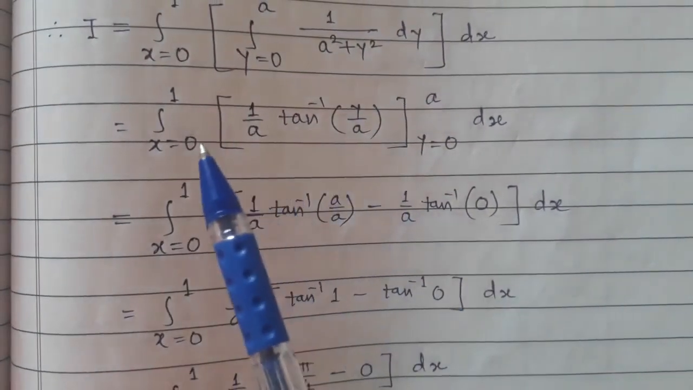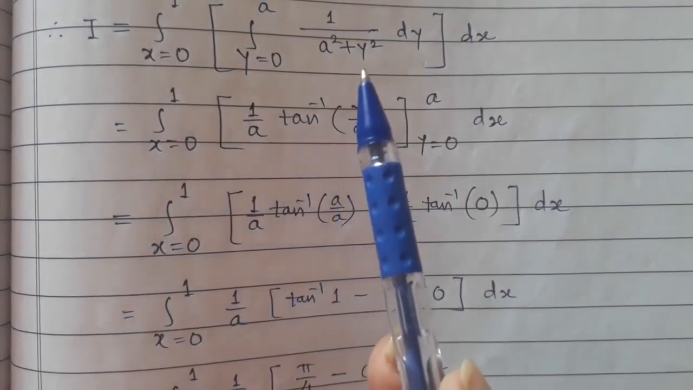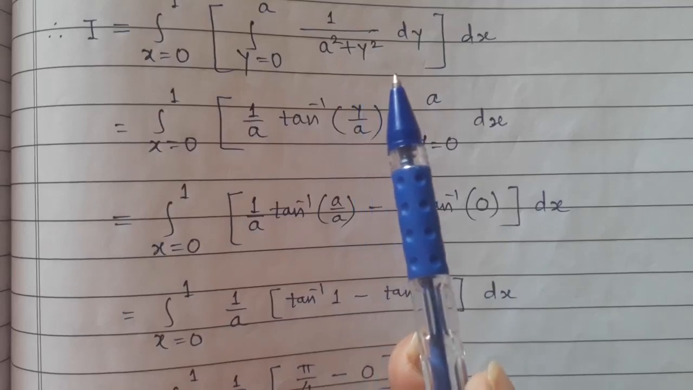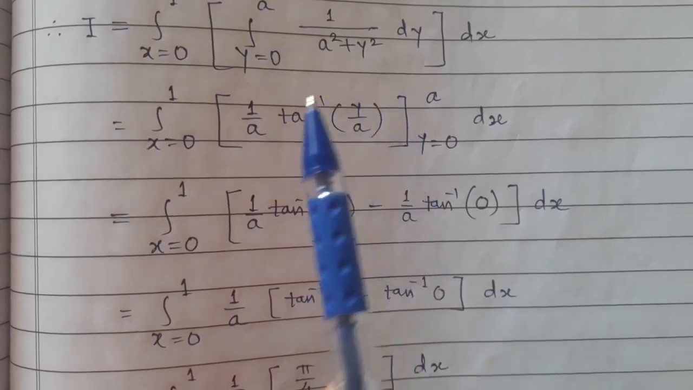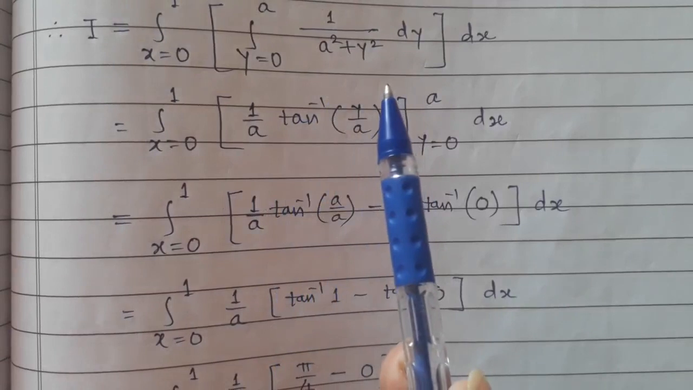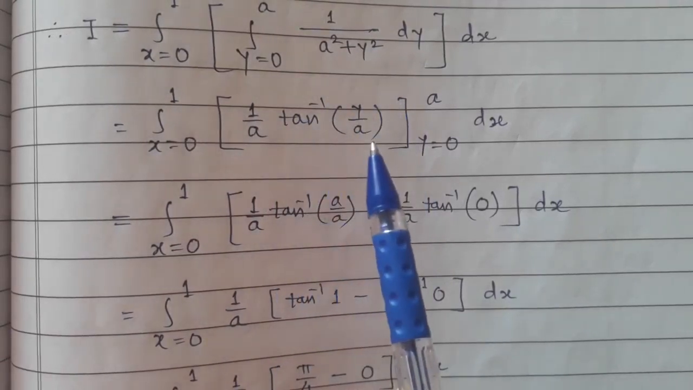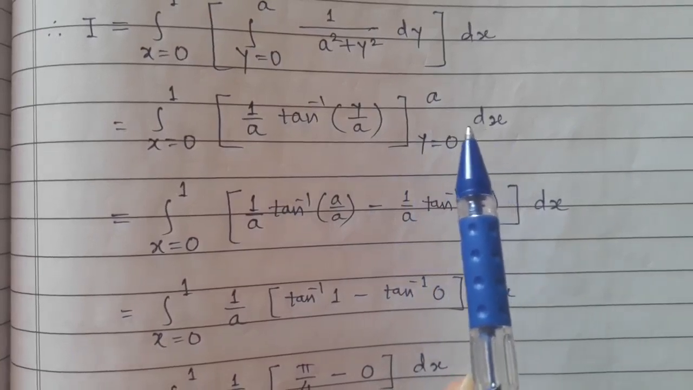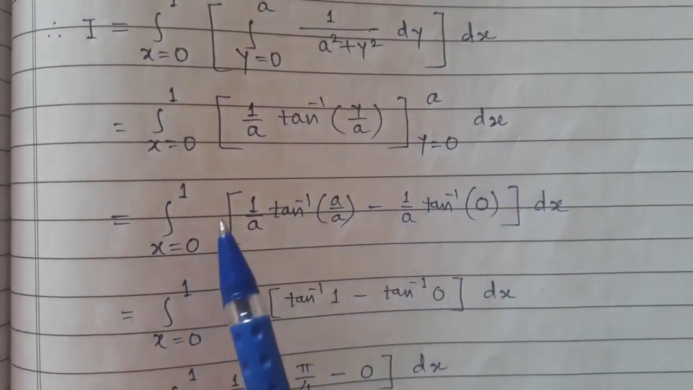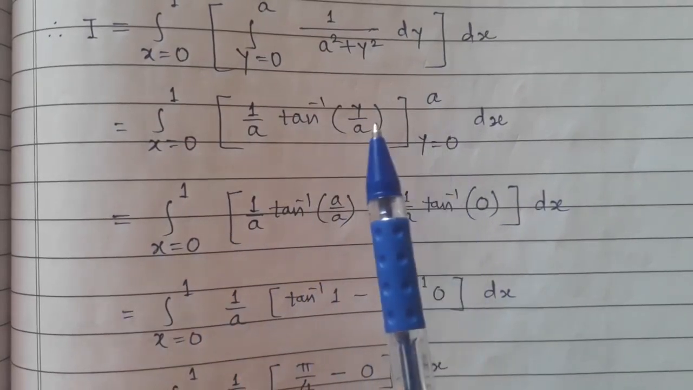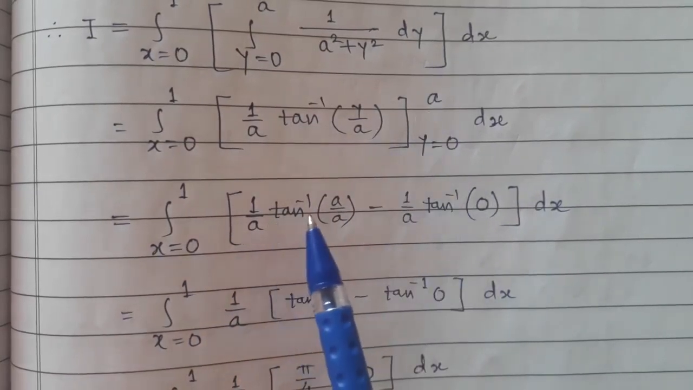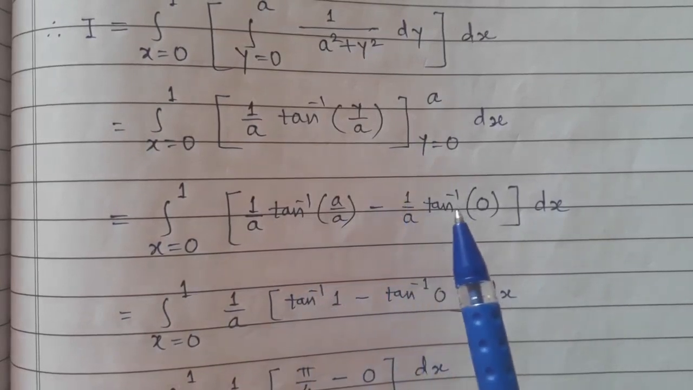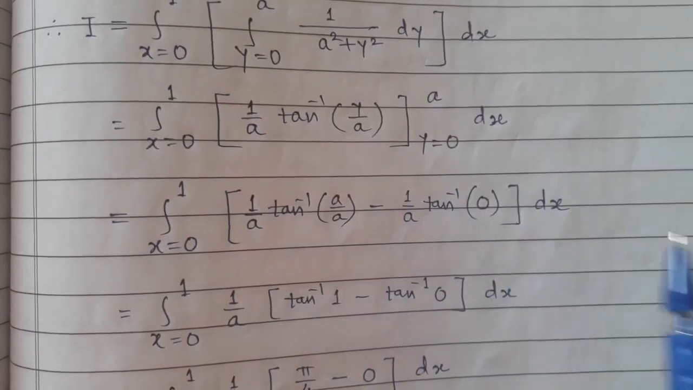Now see that it is a standard function, integration of 1 upon x square plus a square dx goes to 1 upon a tan inverse x by a. So the integration of this is 1 upon a tan inverse of y by a within the limits y from 0 to a, into dx as it is. So x from 0 to 1, upper limit y replaced by a, so it is 1 upon a tan inverse of a upon a, that is tan inverse of 1, minus 1 upon a tan inverse of 0, after that there is dx.